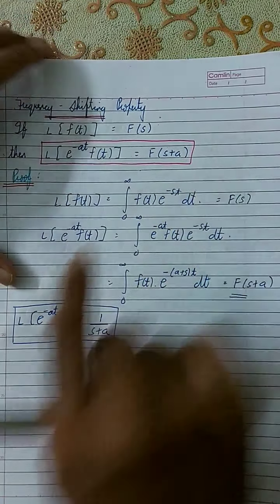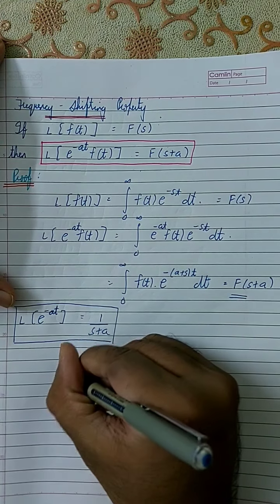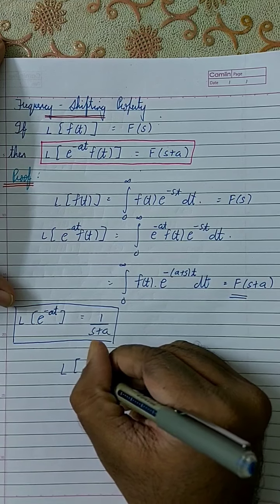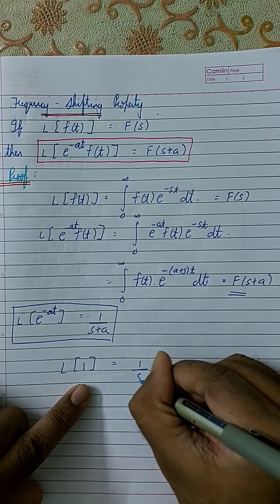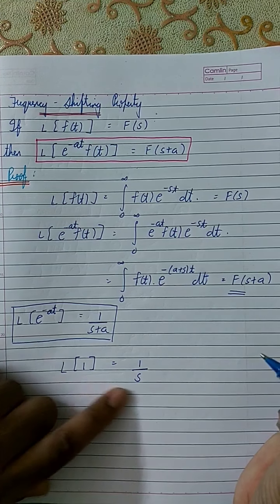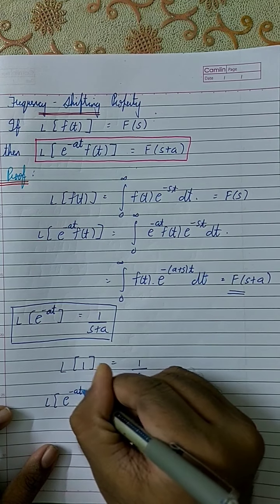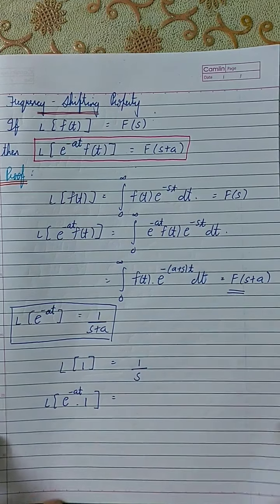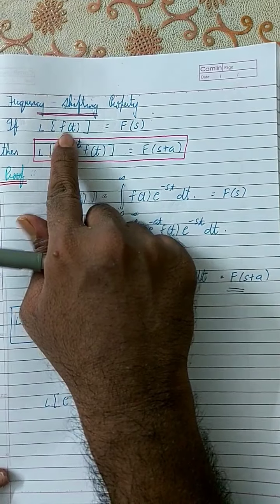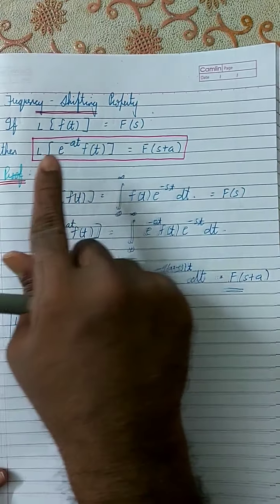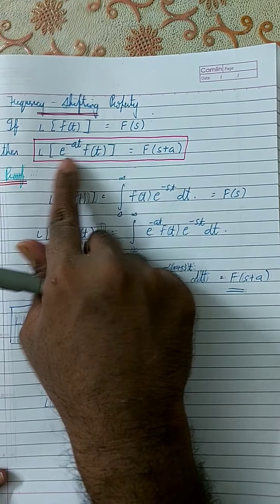That's all. So here you see the Laplace transform of e raised to minus at is 1 by s plus a. You already know the Laplace transform of 1 is 1 by s, right? So this is actually the Laplace transform of e raised to minus at into 1, which means f of t is equal to 1. So if f of t is equal to 1, and its transform is 1 by s, what is the Laplace transform of e raised to minus at into 1?